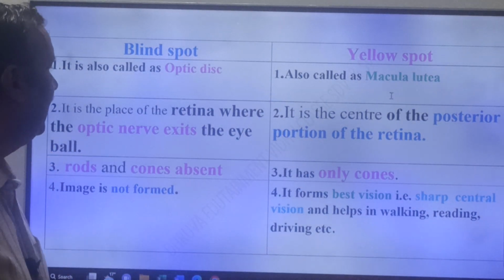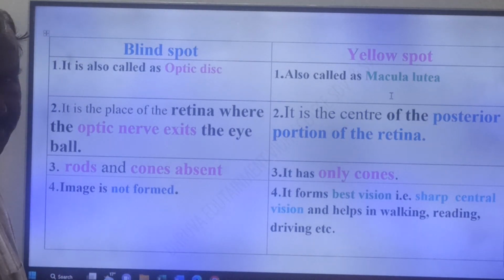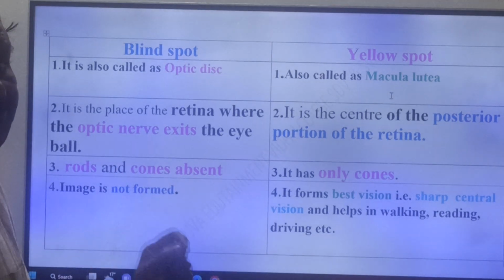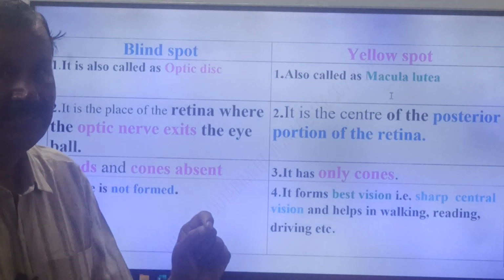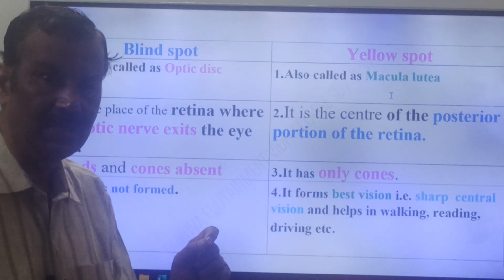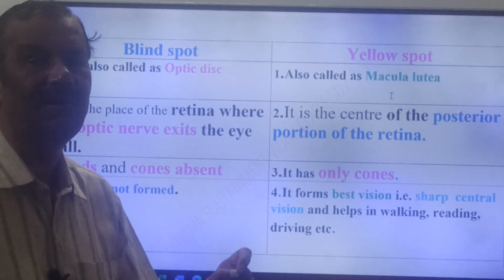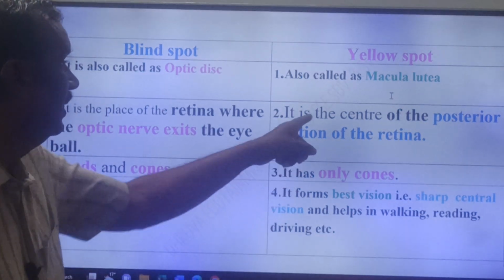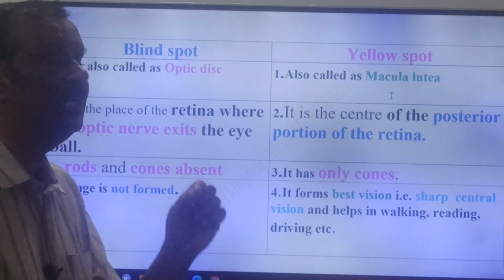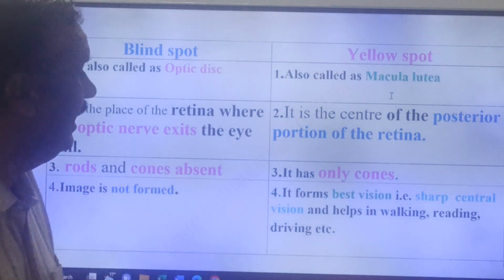Blind spot is the place of the retina where the optic nerve exits the eyeball. Where the optic nerve exits from the eyeball, there retina has no rods and cones. That region is called as what, friends? Blind spot. Yellow spot, macula lutea, is present at the center of the posterior portion of the retina.